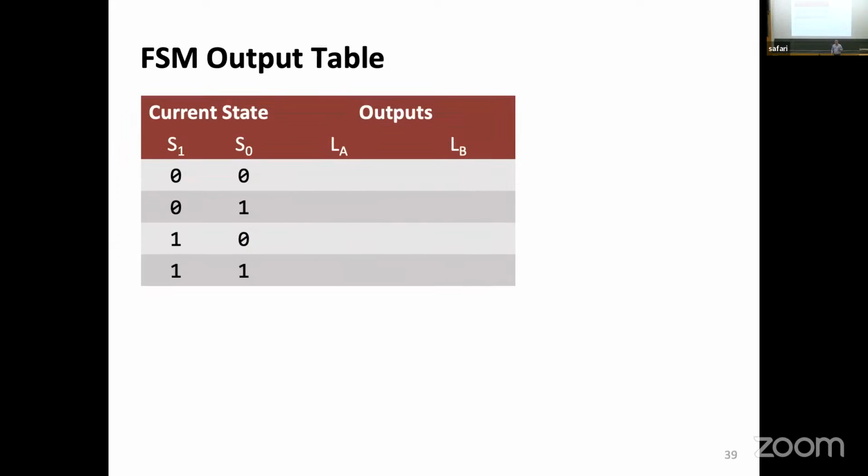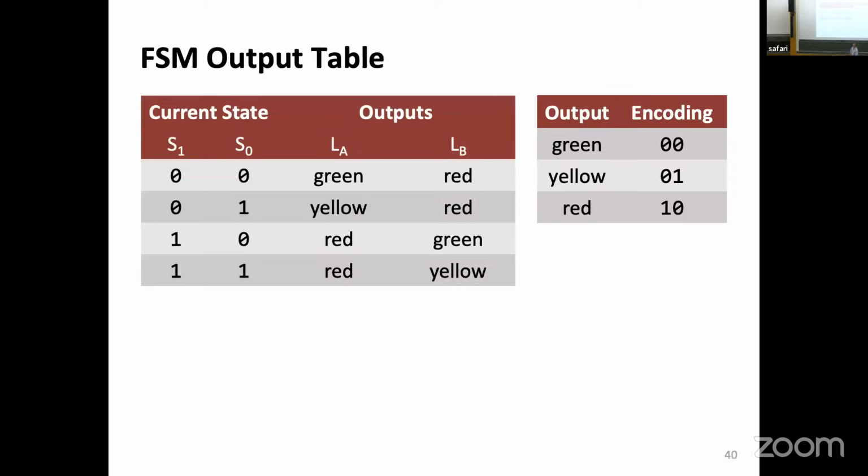Now we have the output table. Now that I know what state I am in, I want to calculate my output. What are my outputs? I have 2 lamps. And I know that I have 4 different states, and in each state, the output is given. In the first state, A is green, B is red; then yellow, red; red, green; red, yellow.